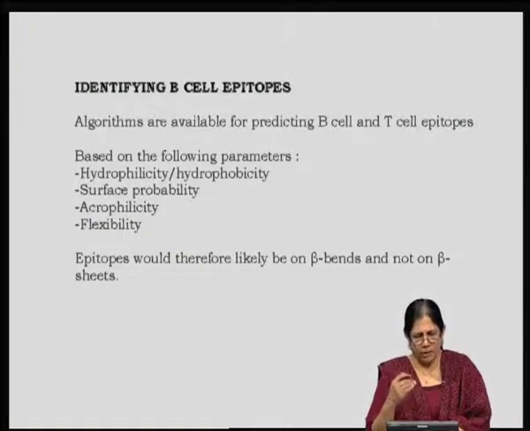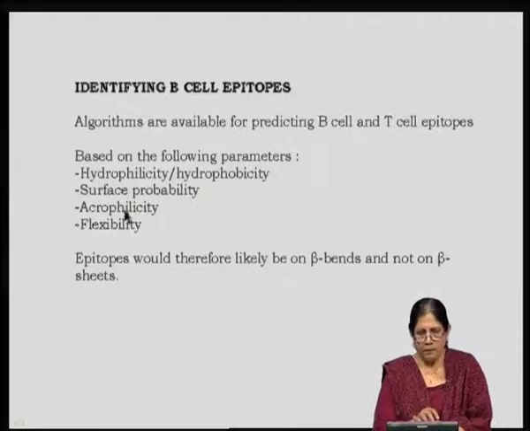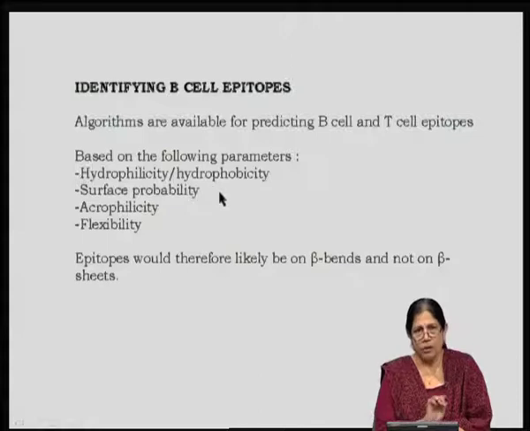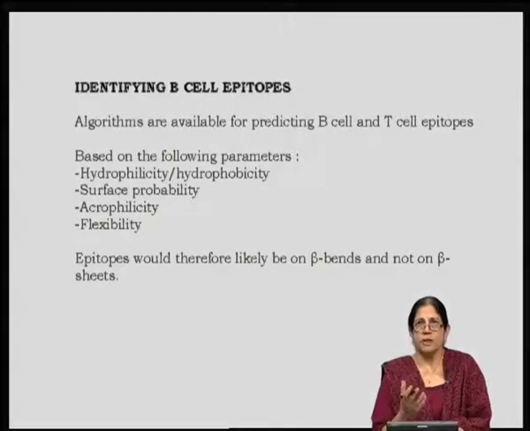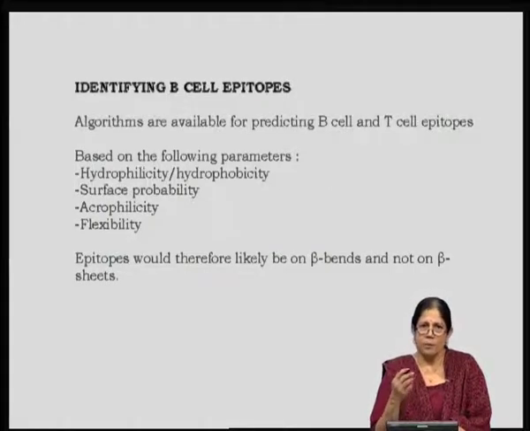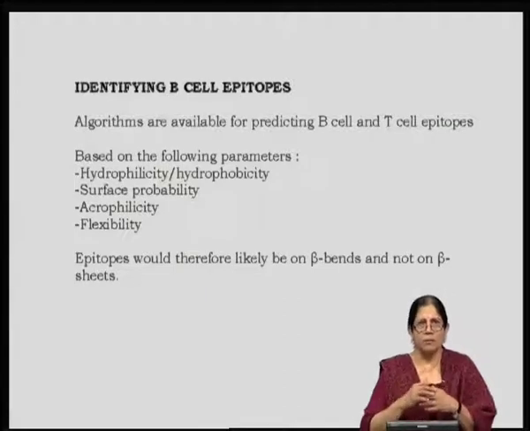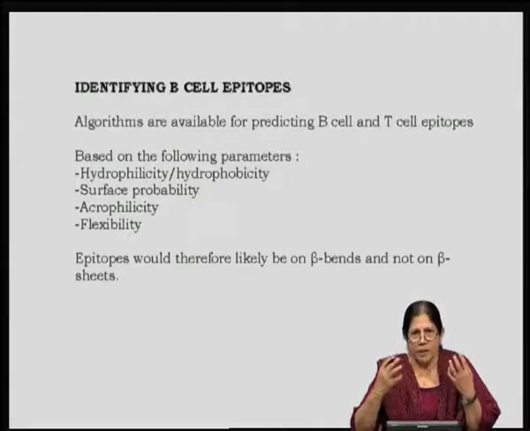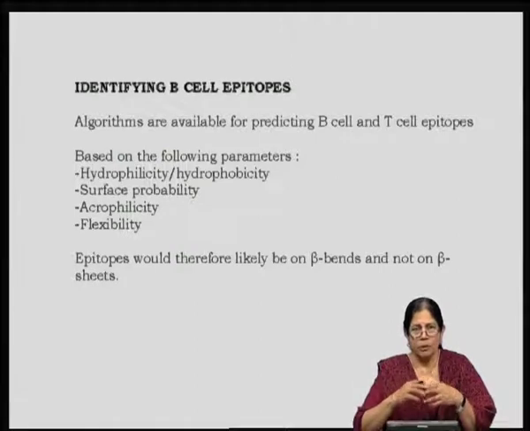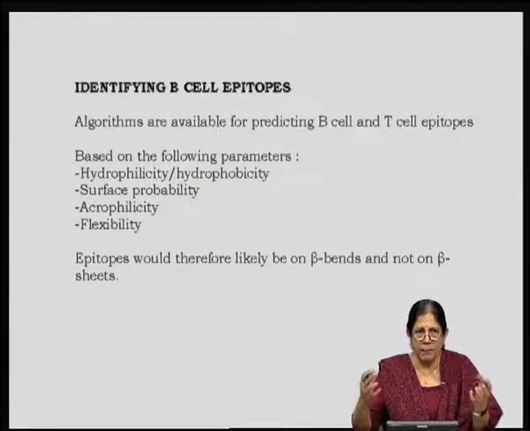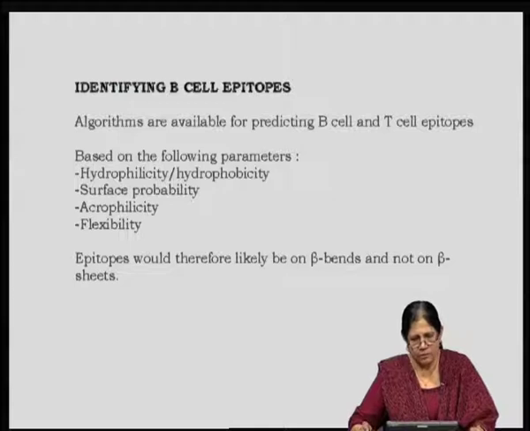By way of description of these B cell epitopes, these algorithms depend on whether a region is hydrophilic or hydrophobic. Like I told you, when we are talking about antigen antibody interaction, we are always talking about aqueous phases, which would mean that an antigenic determinant has to be hydrophilic in nature. Only then can it be available for B cell receptor interaction.